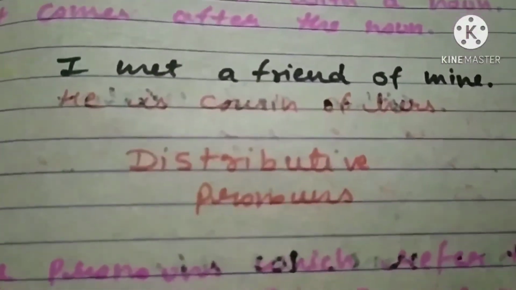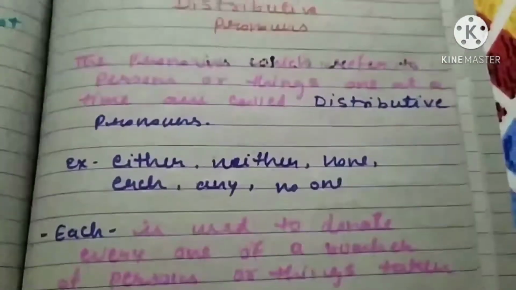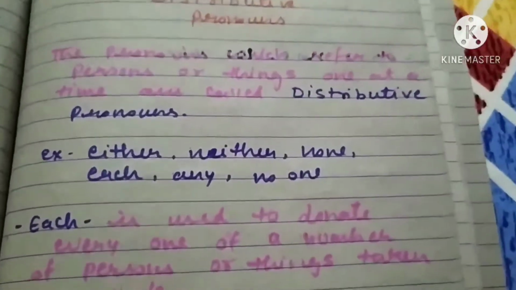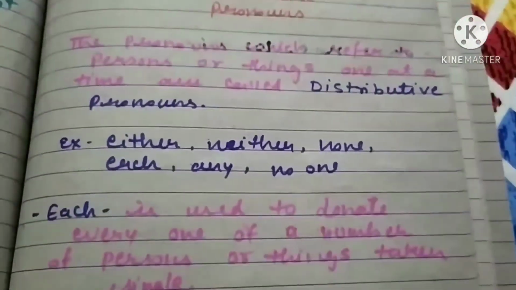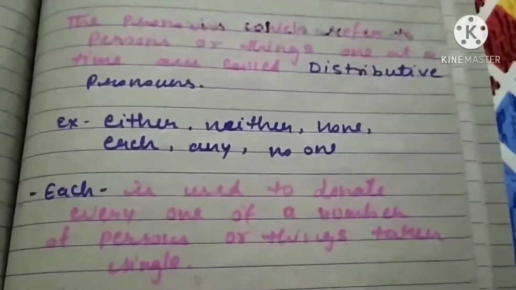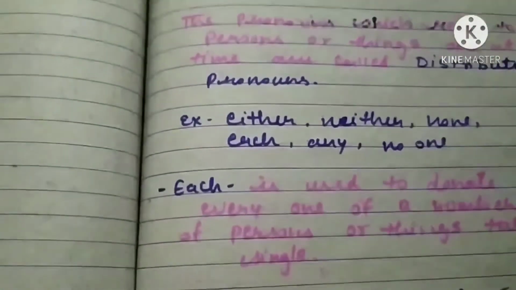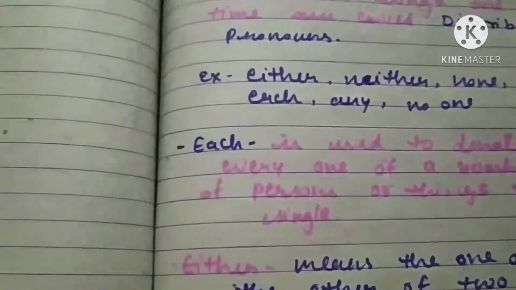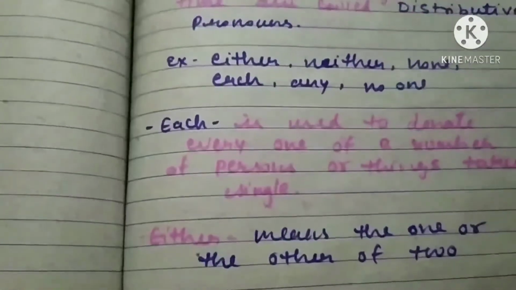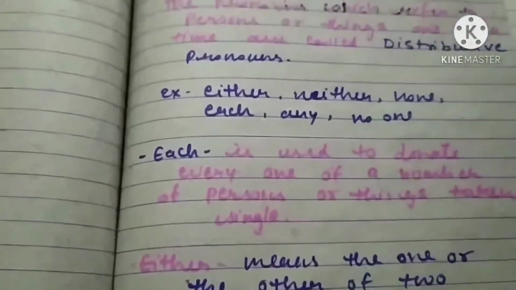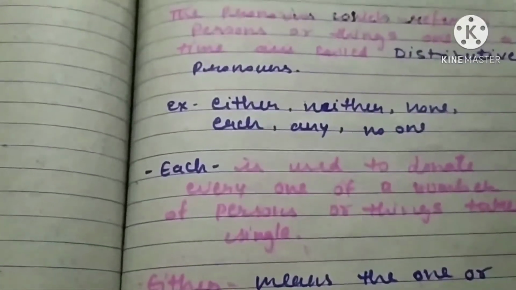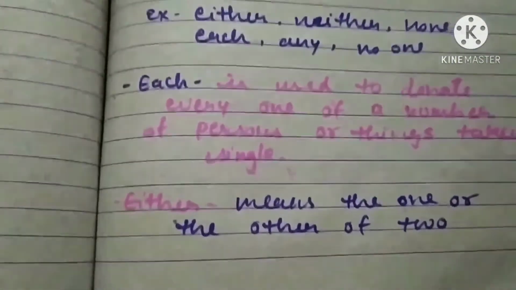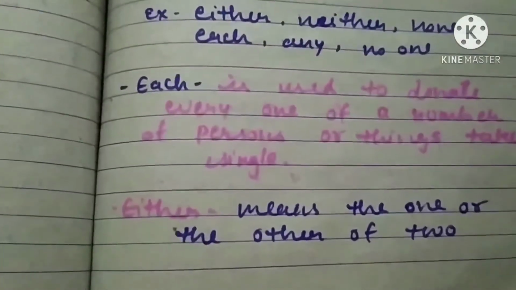Next we see the distributive pronoun. Pronouns which refer to a person or thing one at a time are called distributive pronouns. Distributive pronouns examples are: either, neither, none, each, any, and no one. We can see there each is used to denote every one of a number of persons or things taken singly. Either means the one or the other of two.